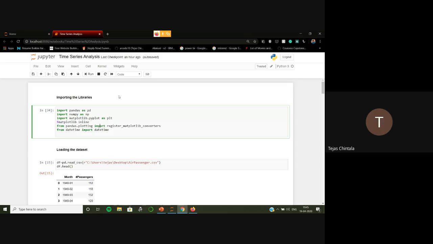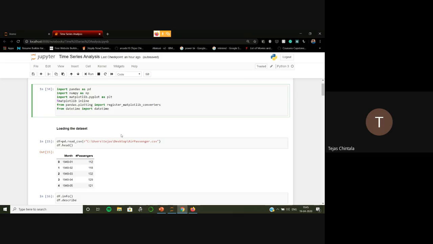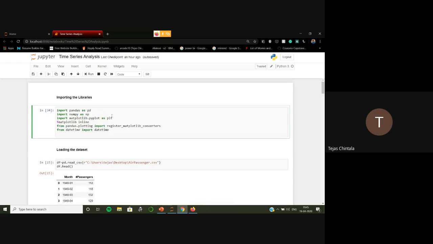So right now, here I prepared a Jupyter notebook. This notebook consists of a small data set of flight passengers for a particular month, like how many passengers have flown in a particular month, from the year 1949 to 1960. So this is our data set. So I'm importing the necessary libraries.